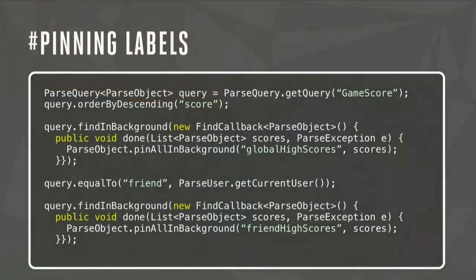So in order to address that problem, we've added the concept of labels. When you pin objects, you can attach a label to it, and the objects will be added to the pin with that label. So in this example, we've labeled the two times that we pin. The first time, we apply the label global high scores, and the second time, we pin with the label friend high scores.